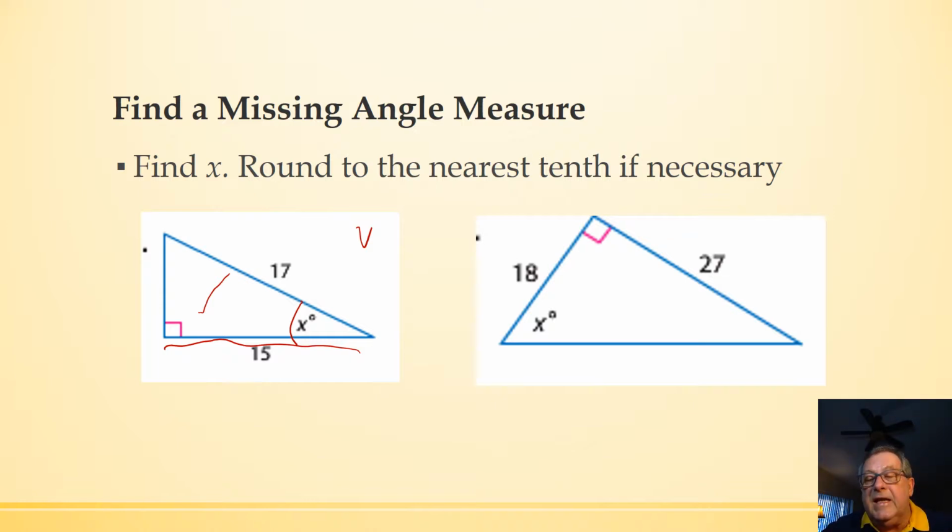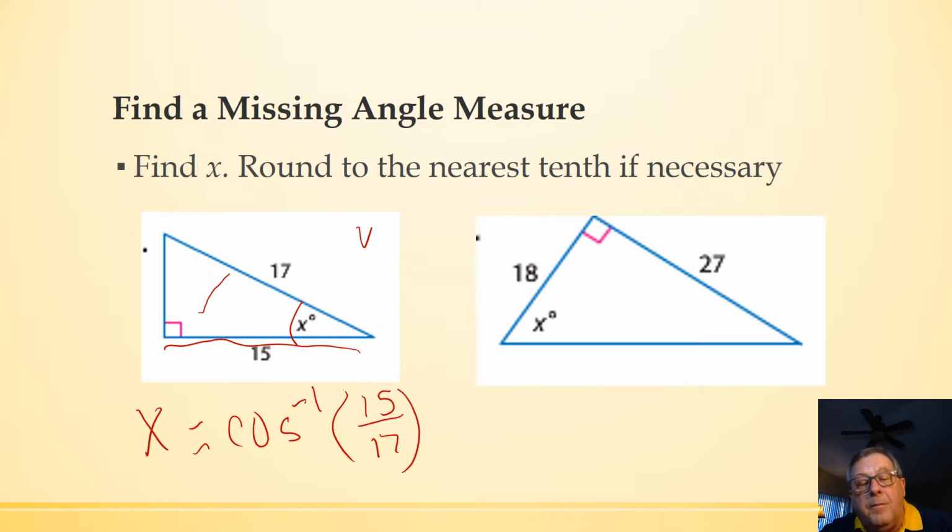So I could use the inverse cosine function to find the angle measure, and I can just say, and you may want to jot this down as we move over to the calculator, x is equal to the inverse cosine, and we denote that by this -1 as a superscript, of 15, the adjacent side, over the hypotenuse. And we'll calculate that in a moment. Right now, again, we're just doing the setup for this.